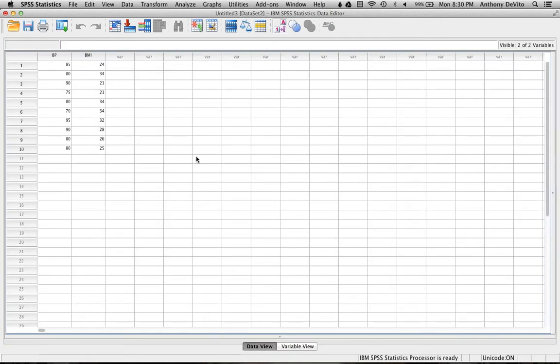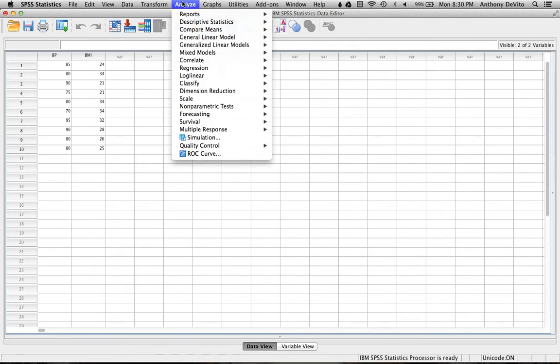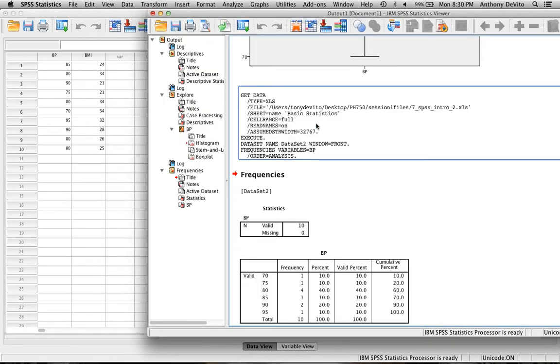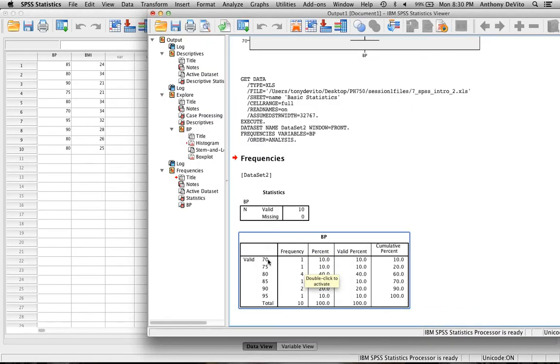So I've got data view now. In order to analyze this data and get the descriptive statistics, I'm going to go to Analyze, Descriptive Statistics. Frequencies is just going to give me the number of people in each group. I'm going to move BP in there for argument's sake and click OK. It gives me the frequencies. There are 8 people with blood pressure 80 and so on. This gives me the number of people in each group.